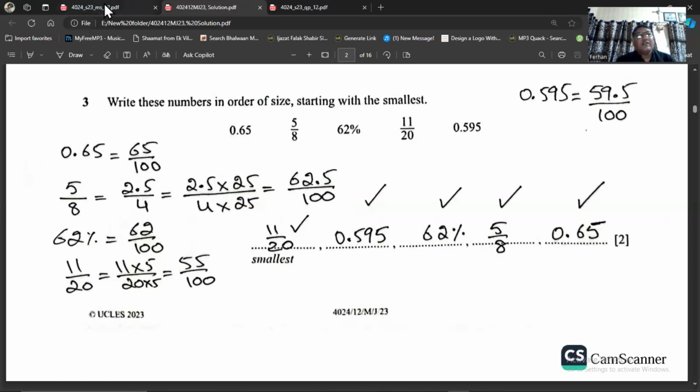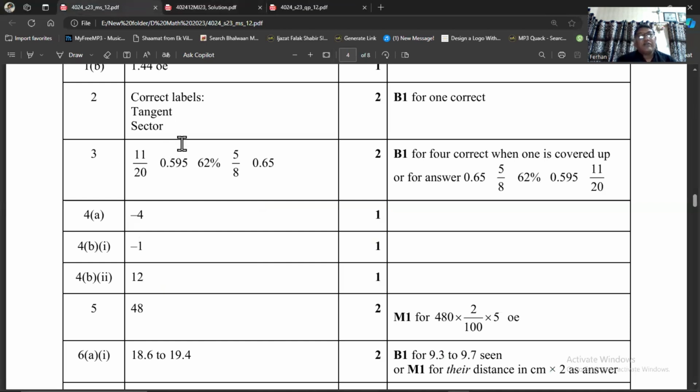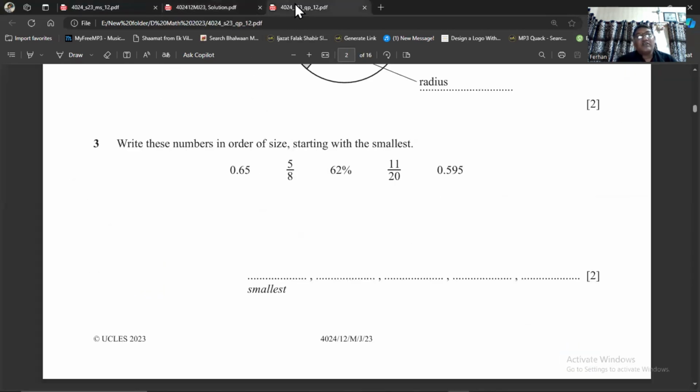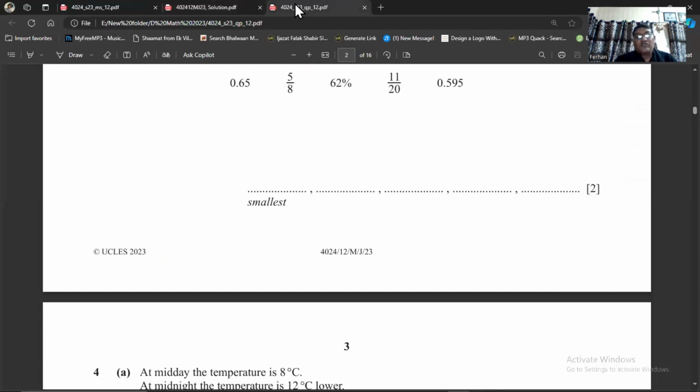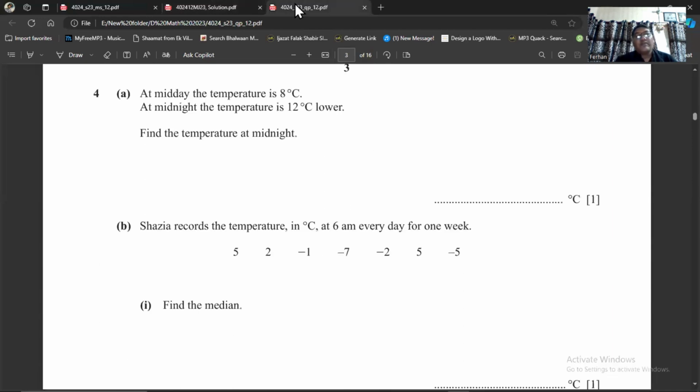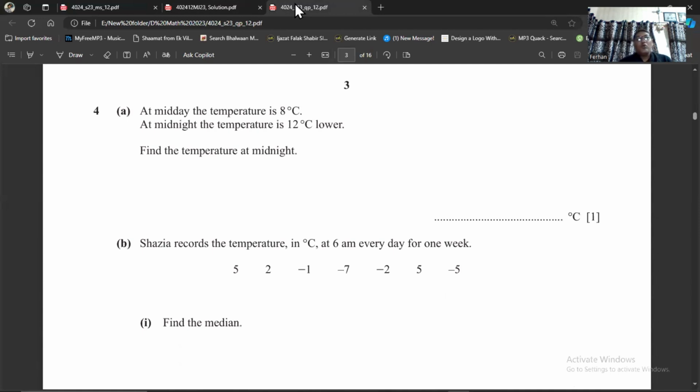Let's have a look at the marking scheme. 11 by 20, 0.595, 62%, 5 by 8, 0.65. So this is how this is done. Okay, let's go to the next question. The next question coming up on your screen is question number 4.